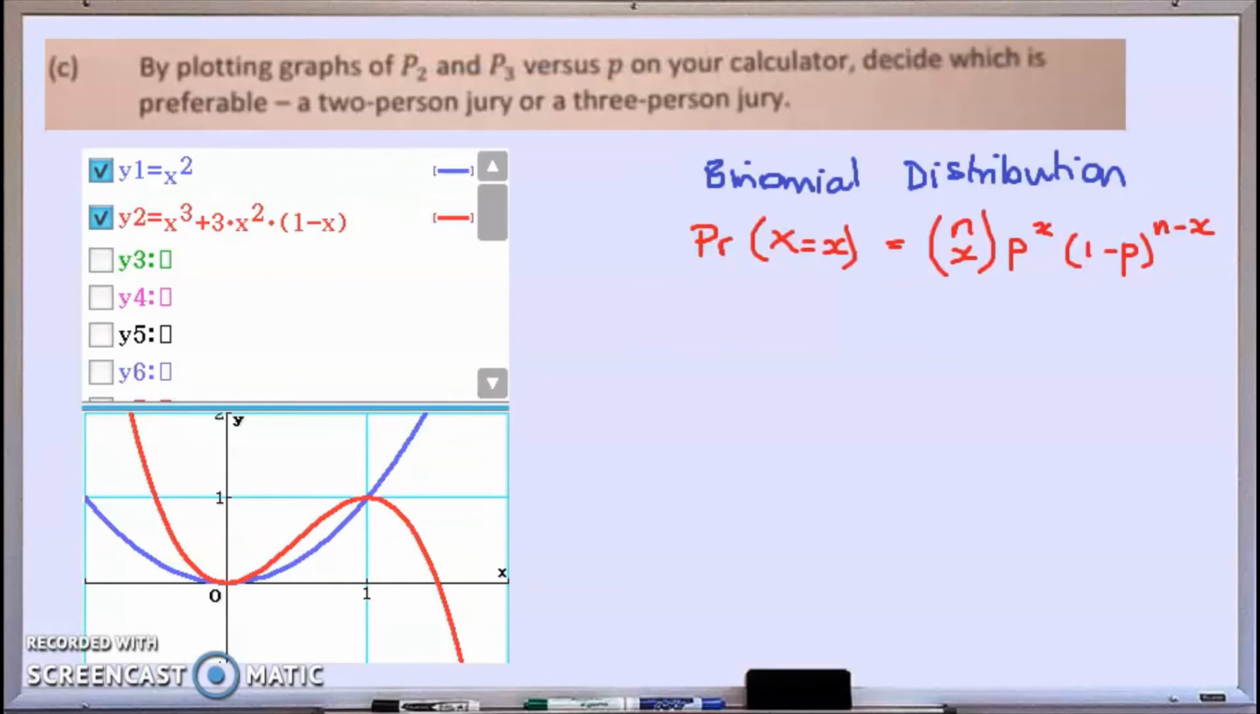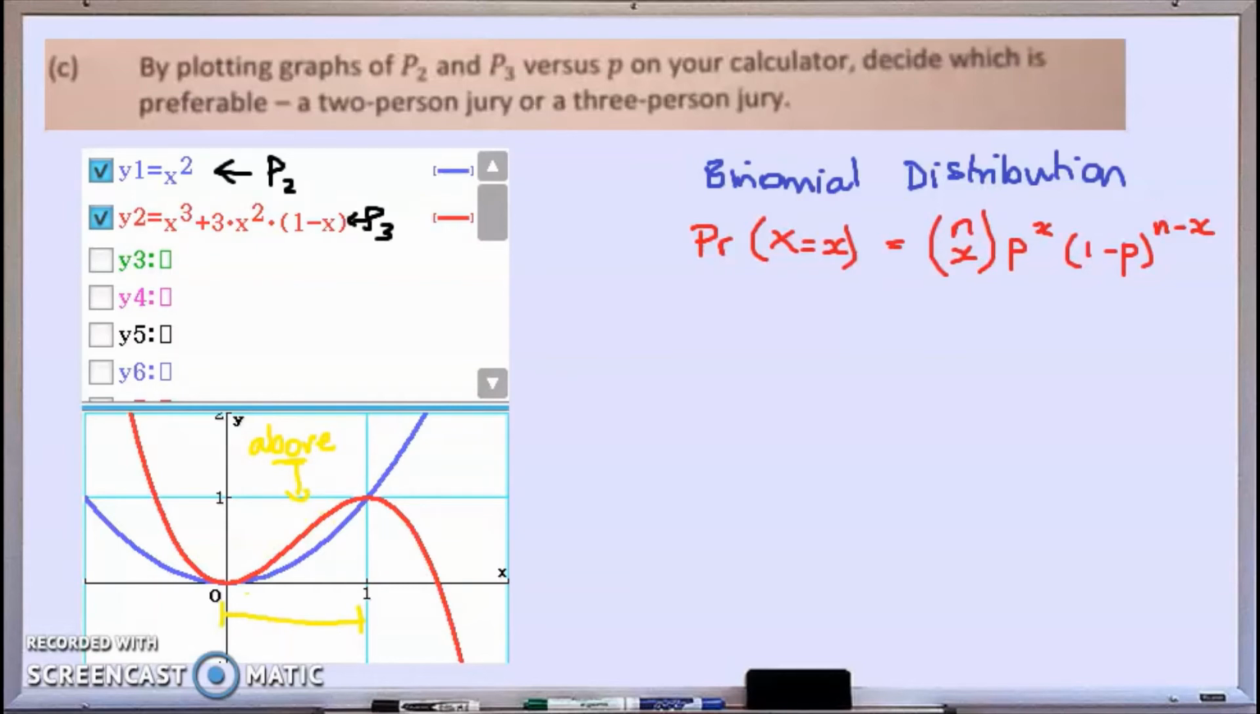The third part of this question asks us to sketch on a calculator what these 2 distributions would look like, or what these 2 numbers would look like. Here is my probability for 2 jurors getting it right, and here is my probability for 3 jurors getting it right. So let's have a look at the blue line and the red line. What I would want you to notice here is that throughout the entire patch between 0 and 1, the red line is above the blue line.